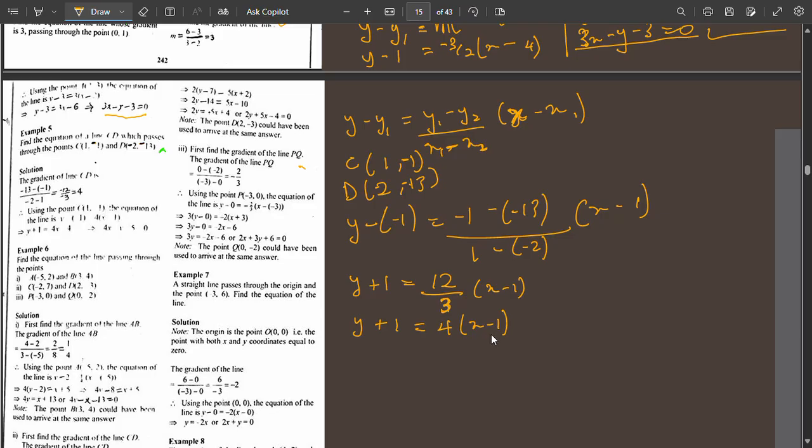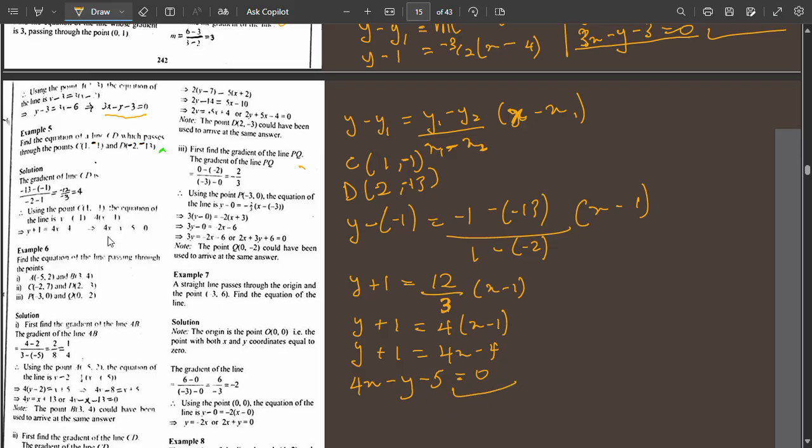And we have to get rid of the parentheses, right? So y plus 1 is equal to 4x minus 4. To make it simpler, I take 4x and this to the other side, minus y. This goes to the other side, so minus 5 is equal to 0. So that is the equation of the line.